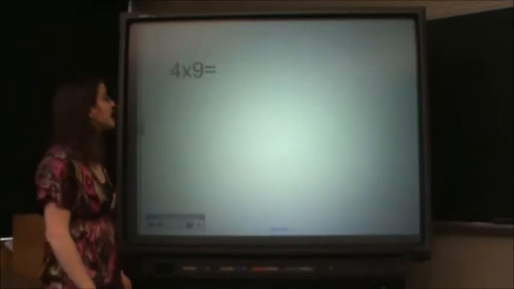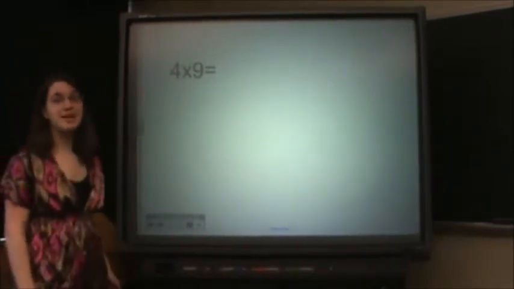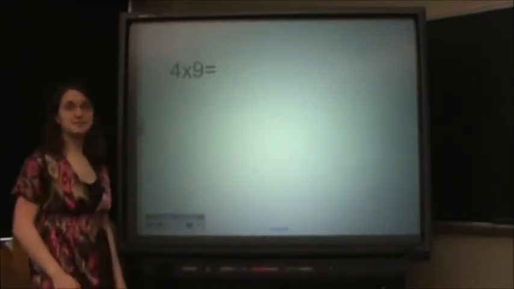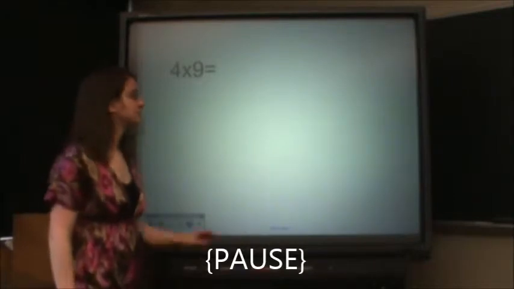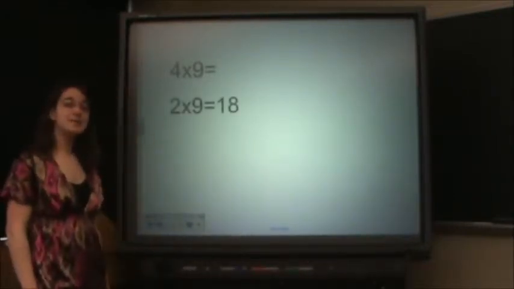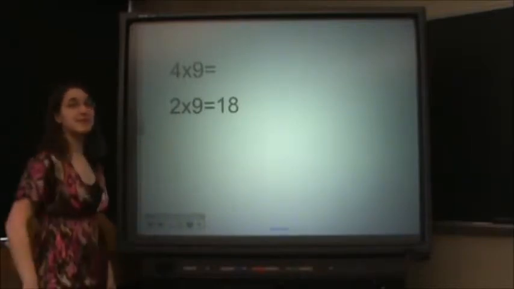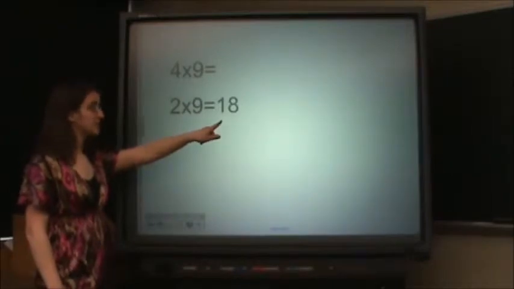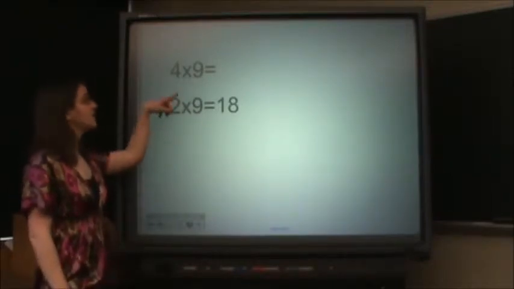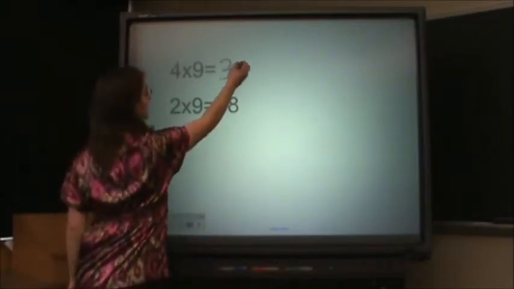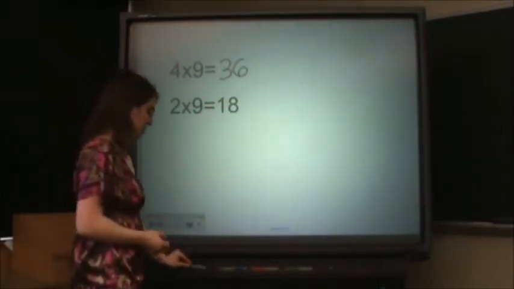Let's try this one together. If I said 4 times 9, what is a basic fact that you know that you can double to get to this? Pause the video and think about that now. I said 2 times 9 equals 18. I know that because that's a double. That's simple. Now if I double this answer, because I went from 2 sets of 9 to 4 sets of 9, I'm going to get 36.